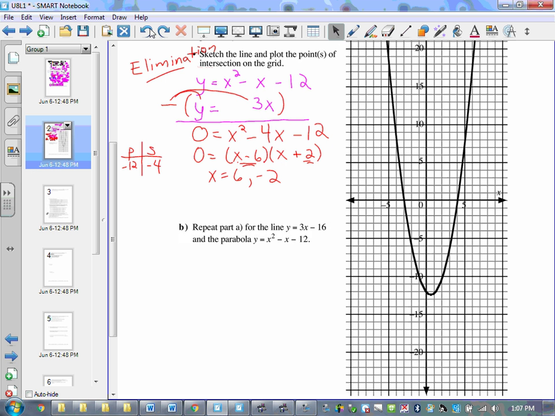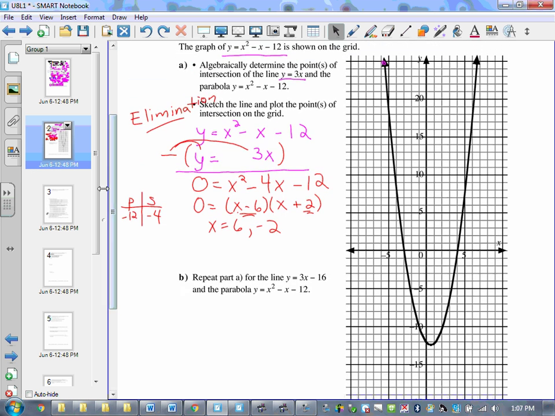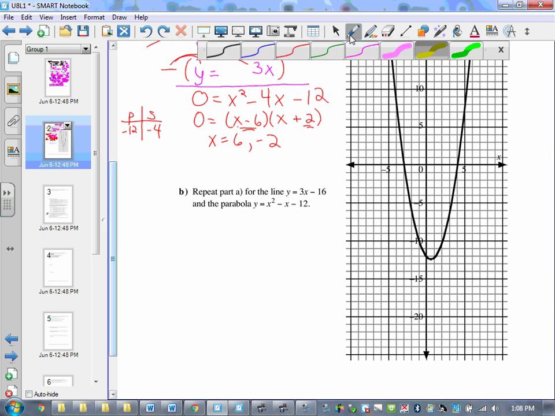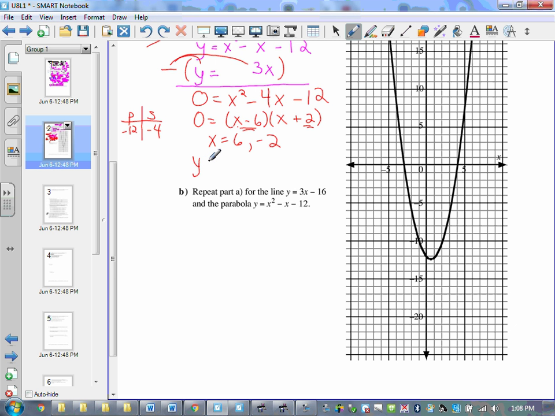So you can pick which equation you substitute these x's into, but which one looks like an easier one to substitute into? This one or this one? Yeah, this one looks way easier to substitute into to find out what our y equals. So when x is 6, y is going to equal 3 times 6, or 18. And when x is negative 2, y is going to equal negative 2 times 6, or negative 12.